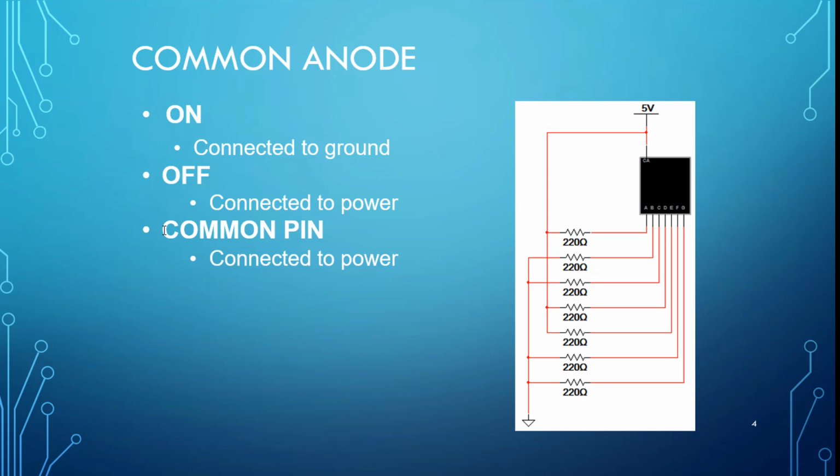to be on, it would have to be connected to ground. To be off, it would be connected to power, and our common pin is going to be power. So this is a 7-segment display simulation on Multisim. Right now it's blank because there's nothing on it, but if I connect any of these segments to positive, they're going to be off. If I connect any of them to ground, it's going to illuminate the segment.